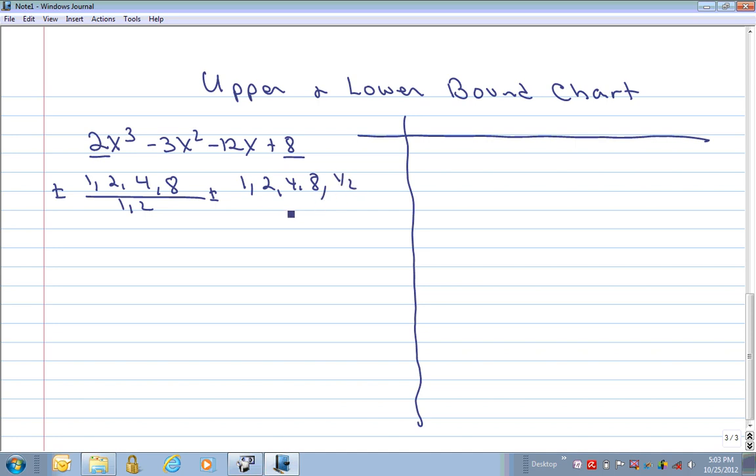2/2 is 1, 4/2 is 2, and 8/2 is 4. So we've already covered those. So it would be these 1, 2, 3, 4, 5, 10 choices, because they'd both be positive or negative.